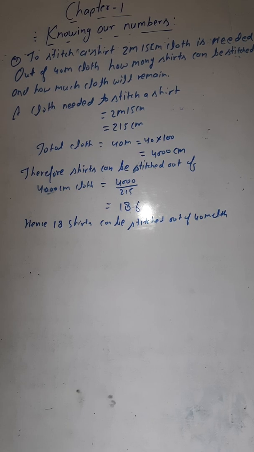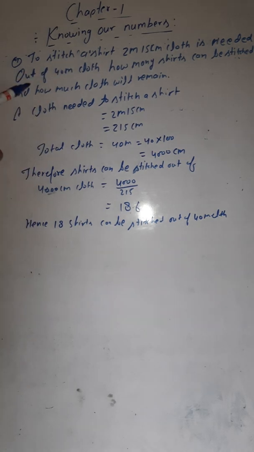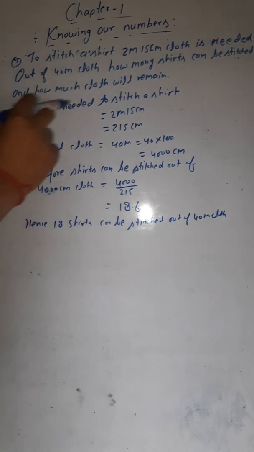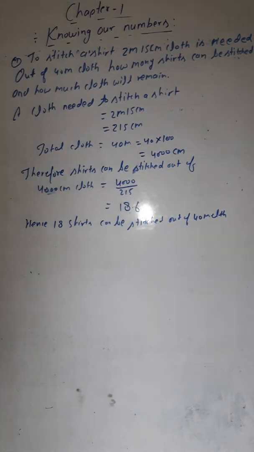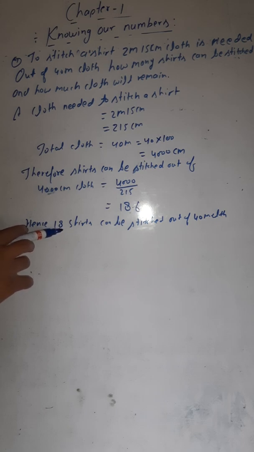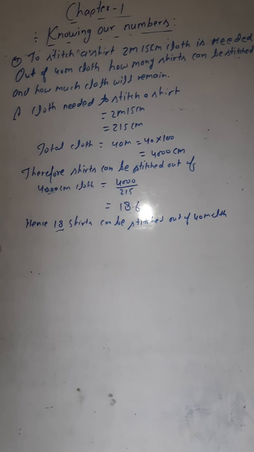Now next thing you have to remember, one more thing is asking how many shirts can be stitched and how much cloth will remain also. This also you have to find out. Some cloth will also be left over. So how you would find this answer? How much cloth will be left there? So first you have to find out how much cloth was consumed by making 18 shirts. To make 18 shirts, how much cloth is needed? That you have to find out.